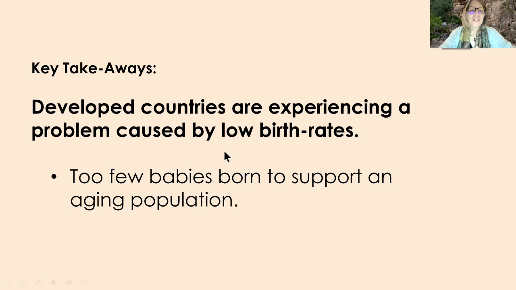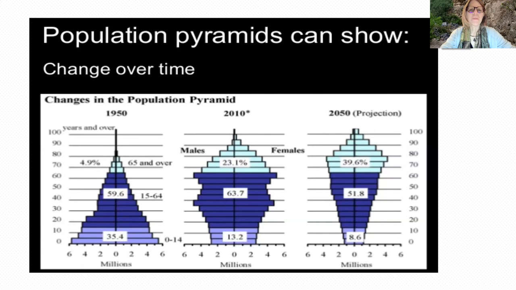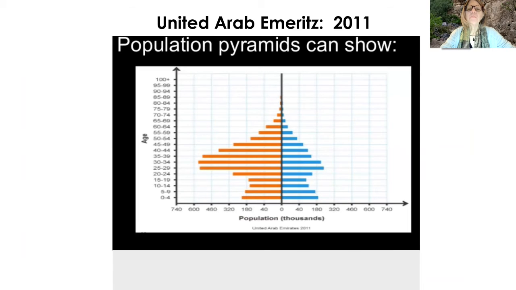So one of their key takeaways from that is developed countries are experiencing a real problem caused by low birth rates. Too few babies are born to support our aging population. So we saw that pyramid, the change over time and the direction it's headed. But here is another population pyramid that shows another way we might solve this problem.